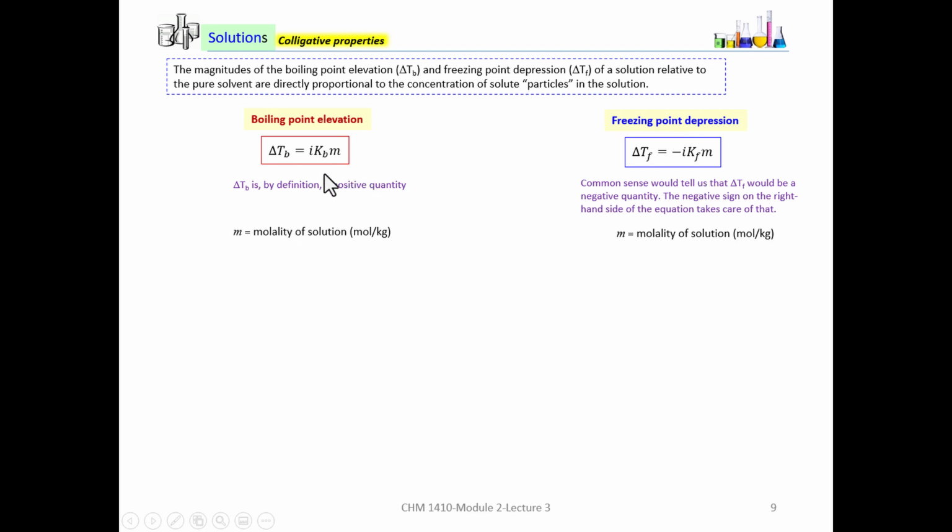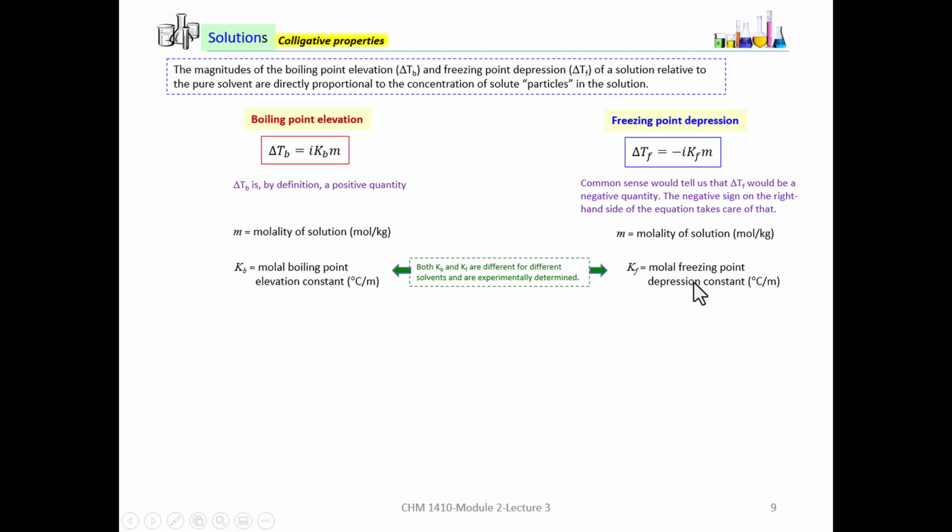In either equation, the small m is simply the molality of the solution, in units of course moles per kilogram. In the boiling point elevation equation, K_b is called the molal boiling point elevation constant. It's in units of degrees C per molal. And in the freezing point depression equation, the constant is called the molal freezing point depression constant, units degrees C per molal. Now both K_b and K_f are different for different solvents and are experimentally determined.